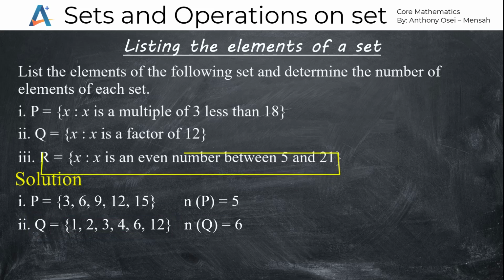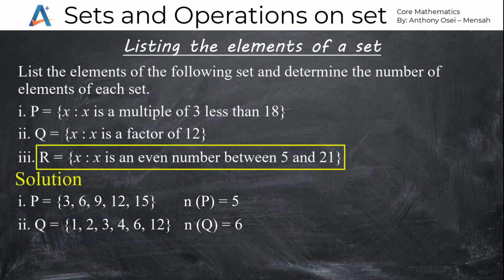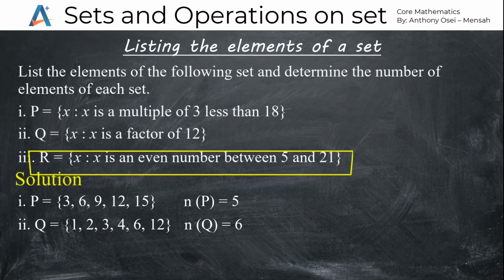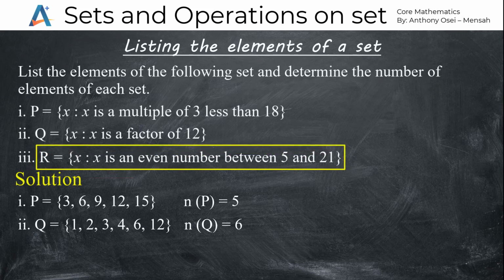The last one will be III, which will talk about the set R. Now the set R talks about even numbers between 5 and 21. Now remember, even numbers are numbers that are divisible by 2. Meaning when you divide even numbers by 2, you will leave no remainder in the form of a fraction or in the form of a decimal. It will be evenly divided. So numbers that are evenly divided by 2 are called even numbers. And numbers between 5 and 21. That means 5 is not part and 21 is not part. So let us see between it.